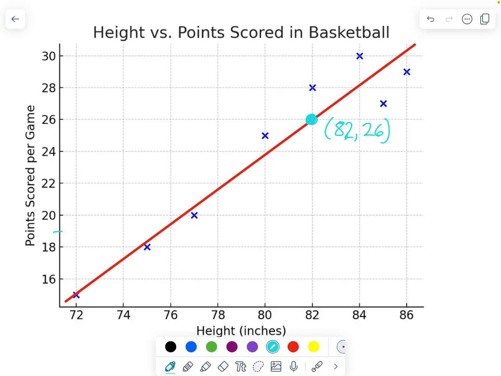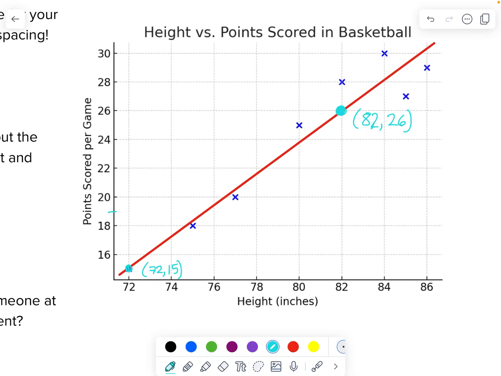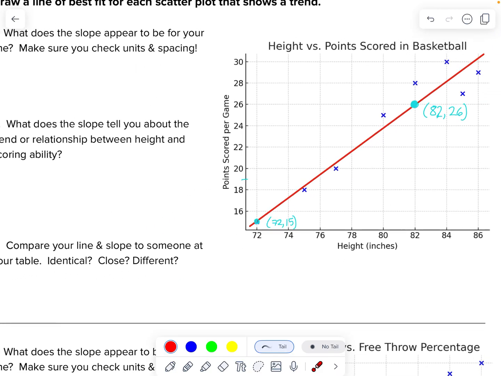That point is 82, 26. And then it's hard to find a second one, but this one actually goes pretty well through. This one is 72, 15. So you want to choose the 2 points strategically based on values that go exactly through either a grid mark or maybe looking like halfway. There might be times where you have to approximate, and that's okay, but it worked out with my 2 points that these are close enough.